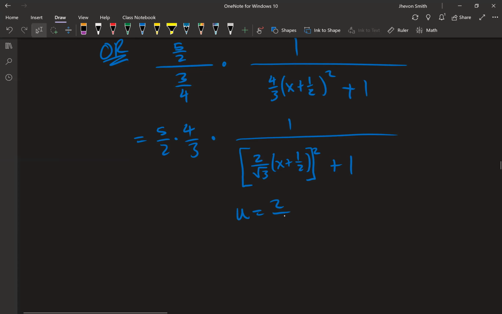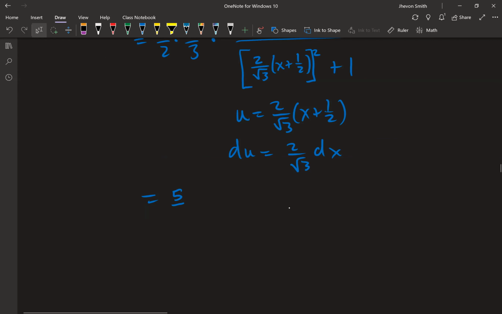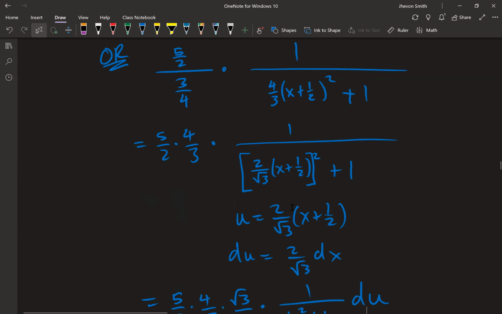U equals 2 over radical 3, x plus a half. Your du is going to be 2 over radical 3 dx. And so now this whole integral is going to become 5 over 2 times 4 over 3 times radical 3 over 2 times 1 over u squared plus 1. And that guy we can integrate easy.